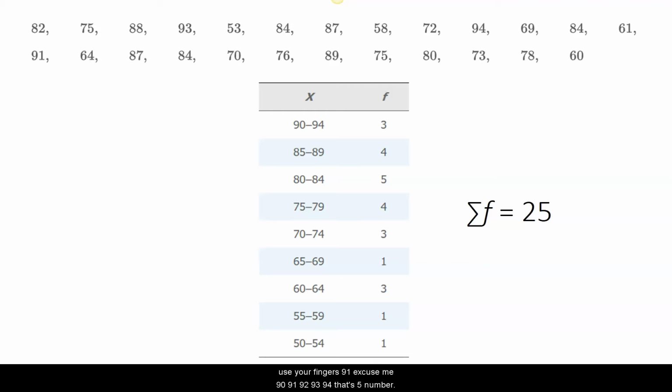90, 91, 92, 93, 94. That's 5 numbers. There was a debate around the year 2000, and I know many of you may have been born around then, of whether 2000 was the beginning of the next millennium, or we were going to have to wait till January 1st, 2001. And this is a serious academic debate. And of course, it's 2000.